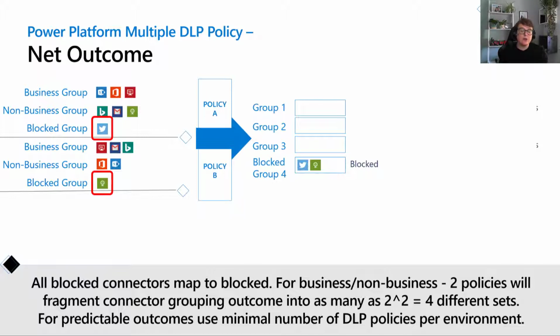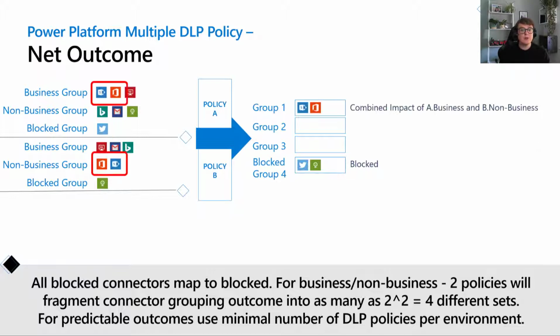Looking at the other connector combinations is a little bit more tricky. SharePoint and Office 365 users can be used together. That's the combined impact of the business group of policy A and the non-business group of policy B. Both of these connectors are always in the same group together, and that means that they can be used together in an app or a flow. As you can see here, the name of the bucket, so business or non-business, doesn't have any significance. What matters is that those connectors are in the same group.